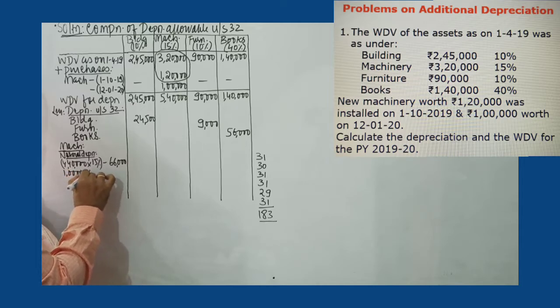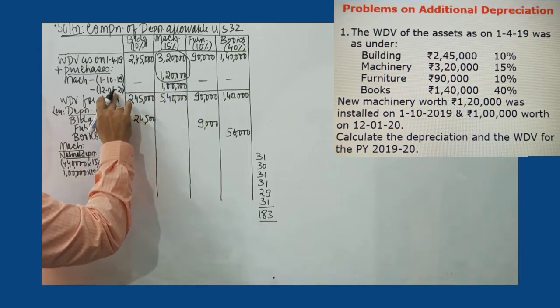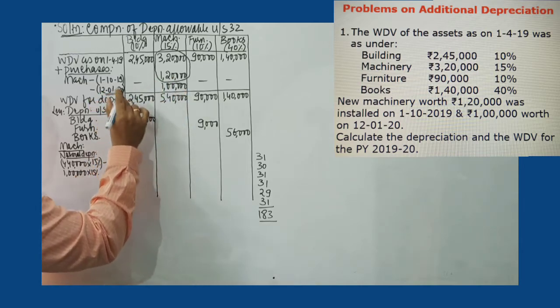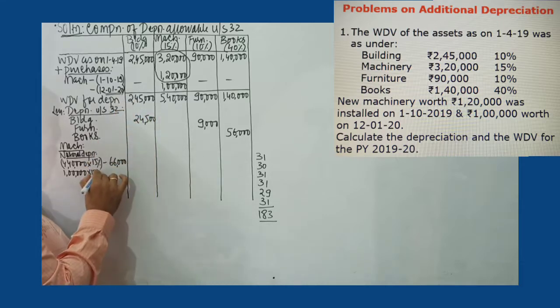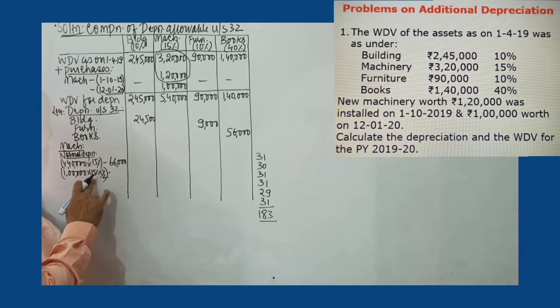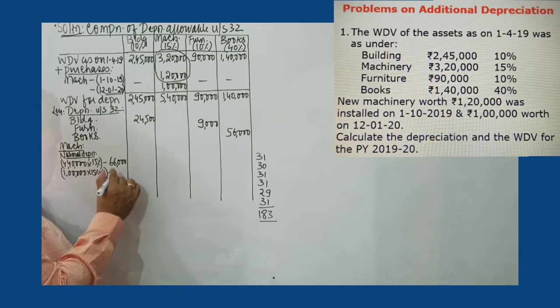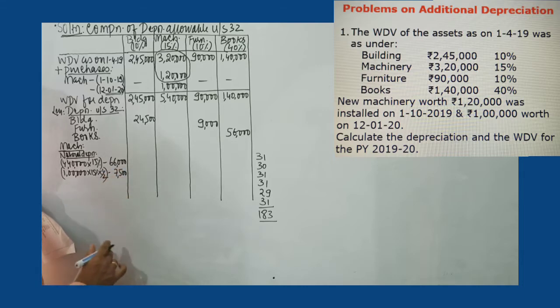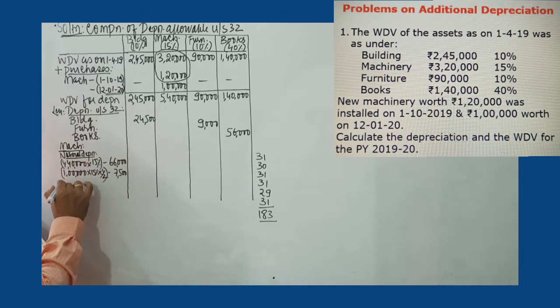Then we have again new plant and machinery purchased worth 1 lakh rupees. The depreciation rate is 15%. That is the block rate. But since this is purchased and put to use for less than 180 days, half year's depreciation will become applicable. So I take half. So 1 lakh into 15% is 15,000. Half of that is 7,500. So this is about normal depreciation.